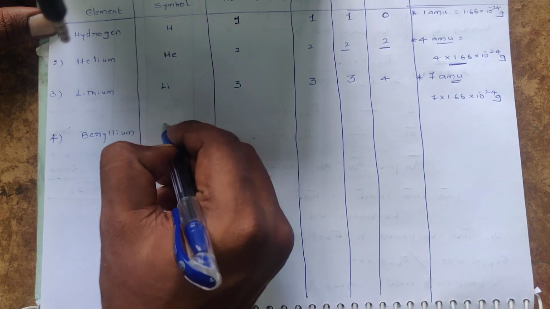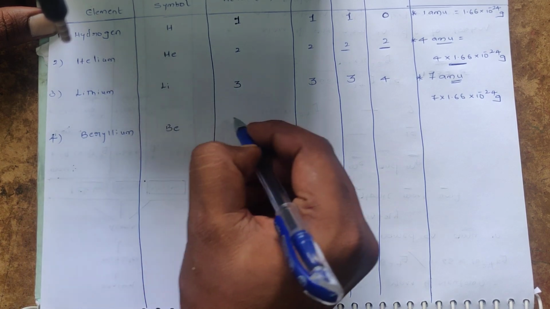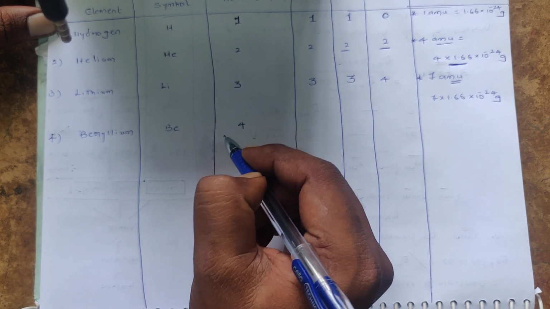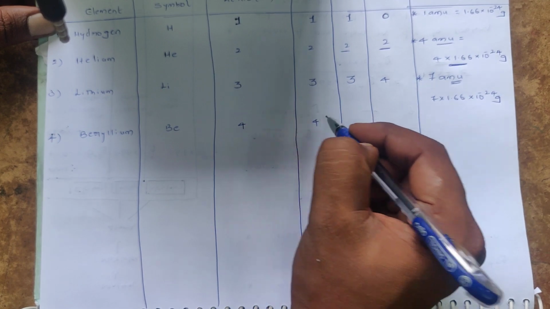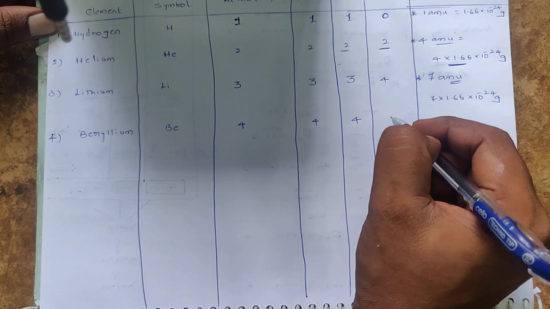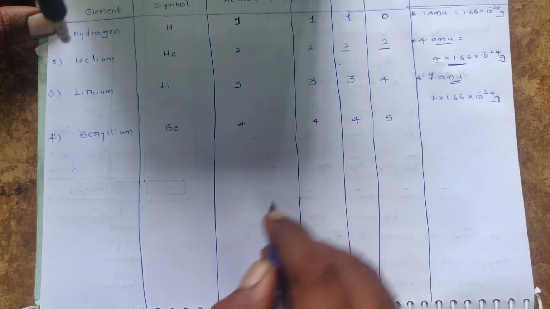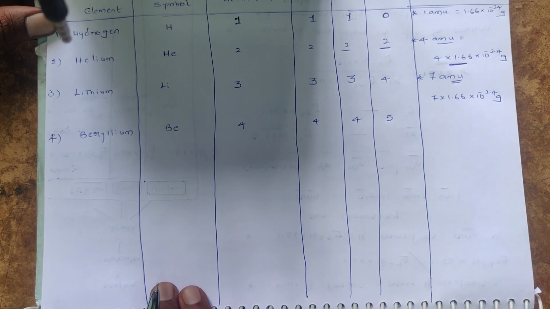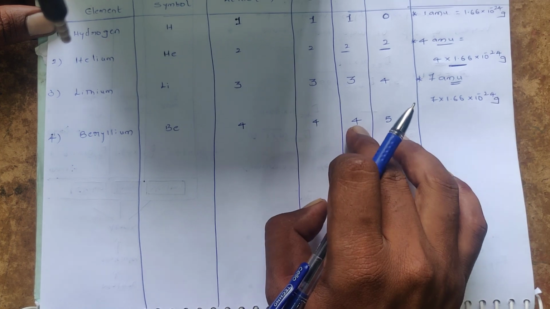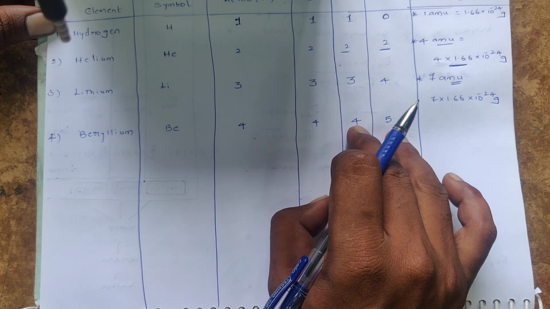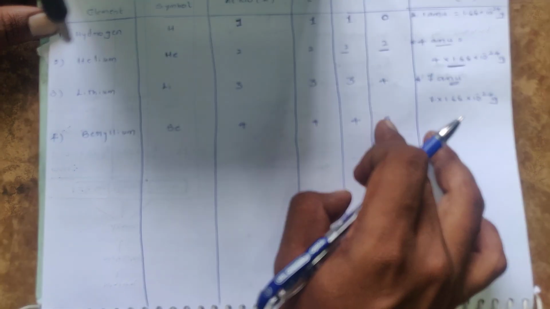Here the symbol of beryllium is Be. Atomic number is 4. Number of electrons is 4. Number of protons is 4. Number of neutrons is 5. So the total number of particles which are responsible for the mass of beryllium is 9.